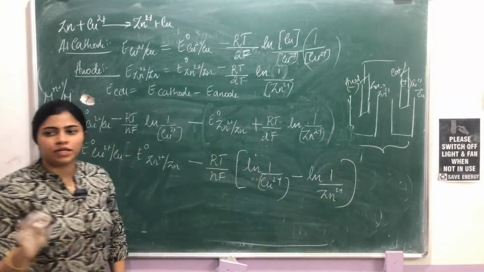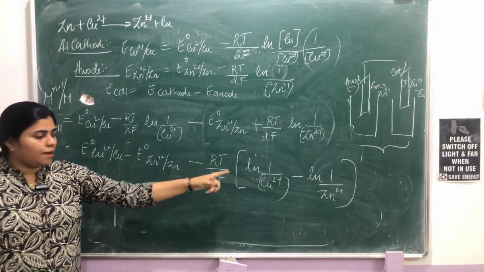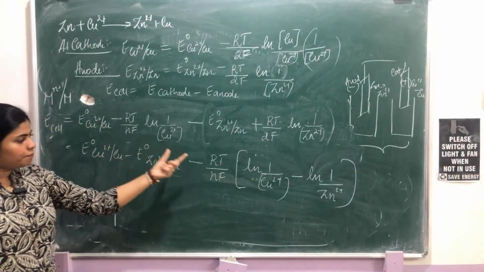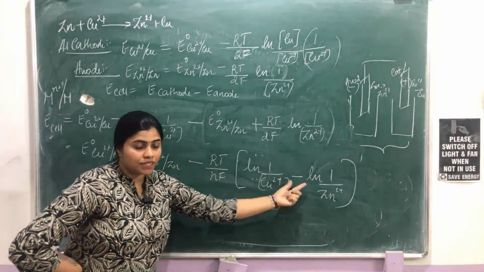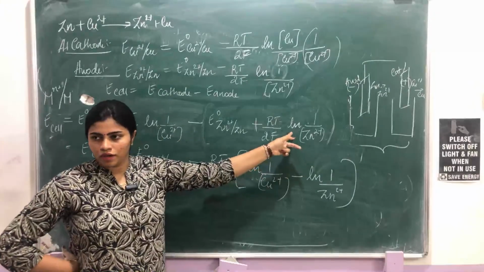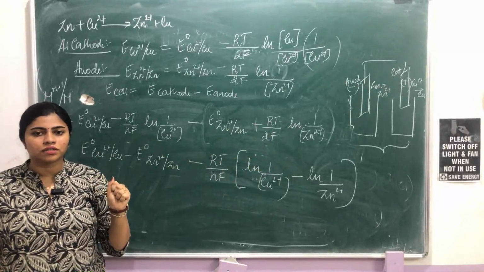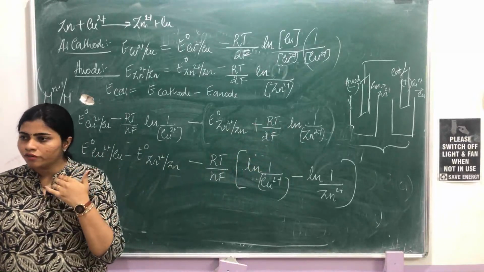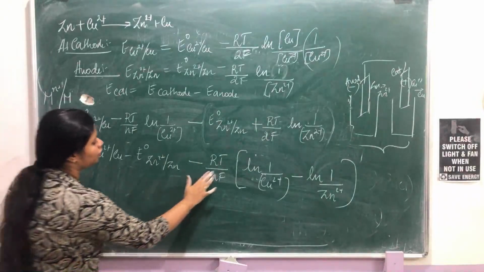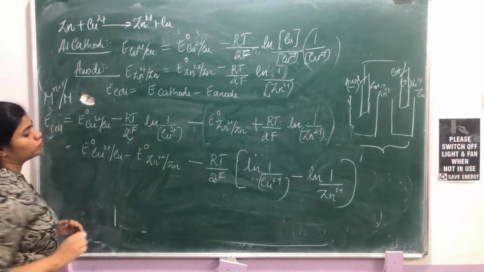For the ones who have not understood, listen here. If I open this bracket, what will happen? It will be minus RT by nF ln 1 by Cu2+, correct? Minus of minus will become plus. So it will become plus RT by nF ln 1 by Zn2+, correct? Any doubt till here? Should I repeat anything? At least you're open enough to tell me, no? Yes, thank you. So this will become 2. Here also it will become 2.